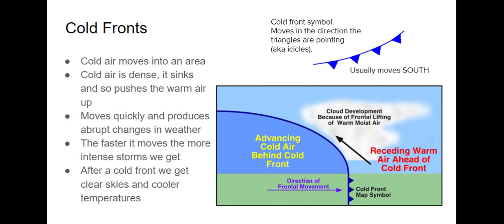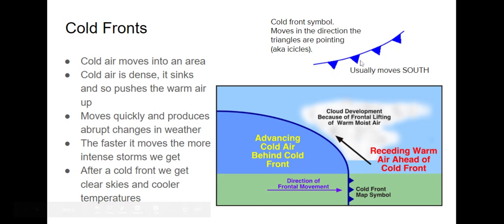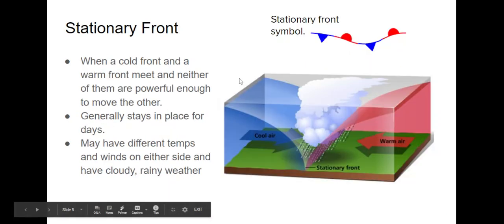Now, just like with the warm front, depending on what side the symbol is on, that's going to tell you which direction it's moving. We all know cold comes from the north, so it's probably going to be moving south, but you need to focus on what side those icicles are on, and it is pointing in the direction that it is moving. So this one right here would be moving to the southeast. Okay, let's continue.